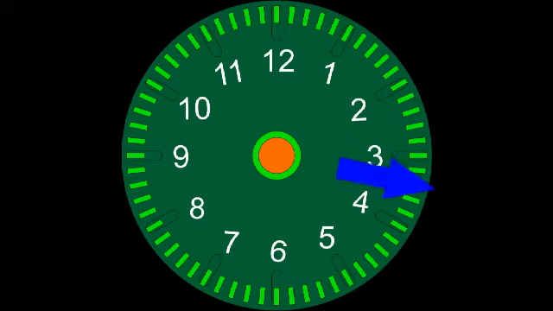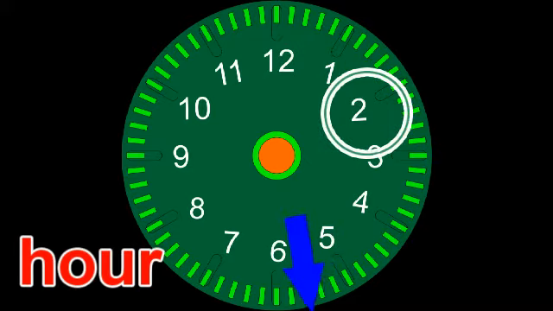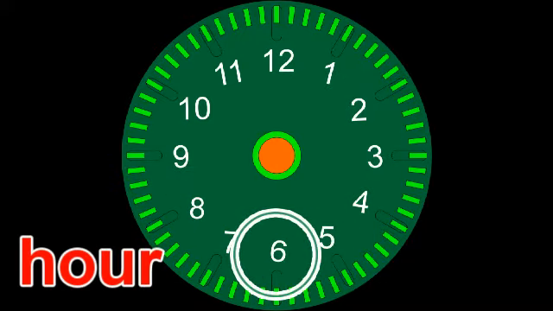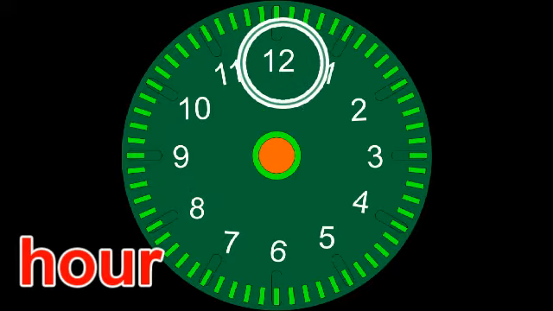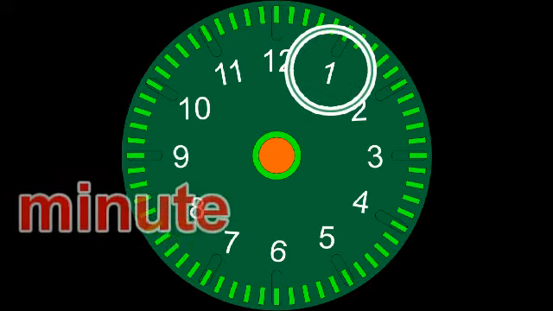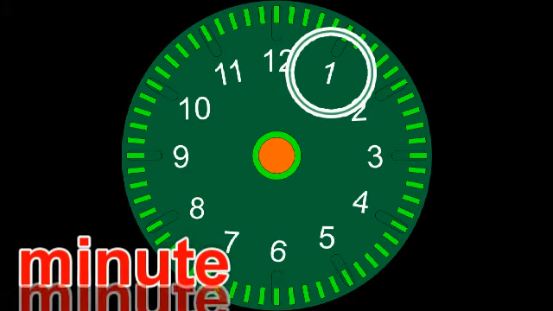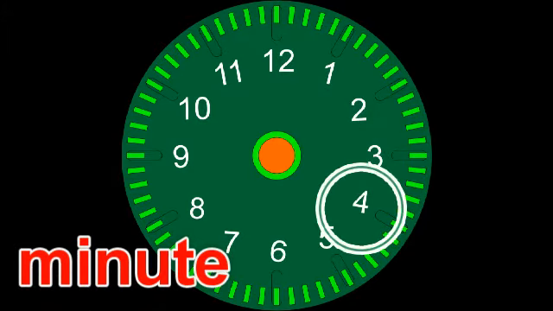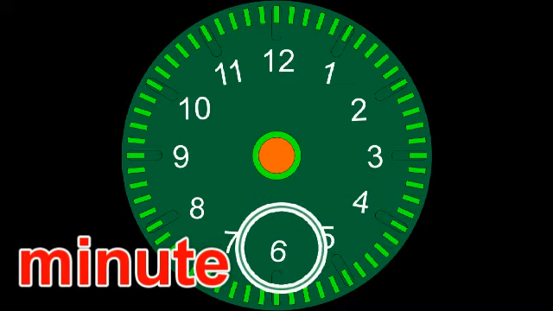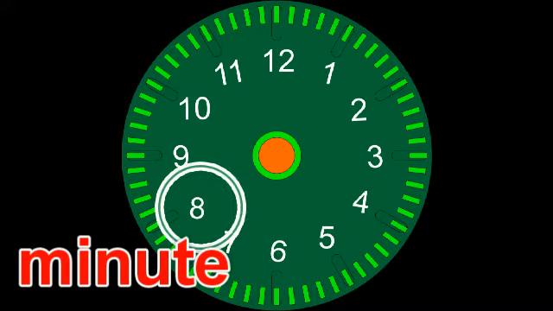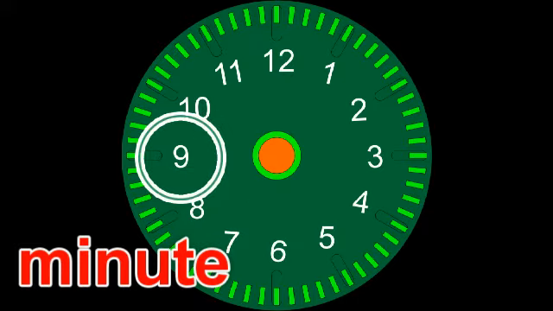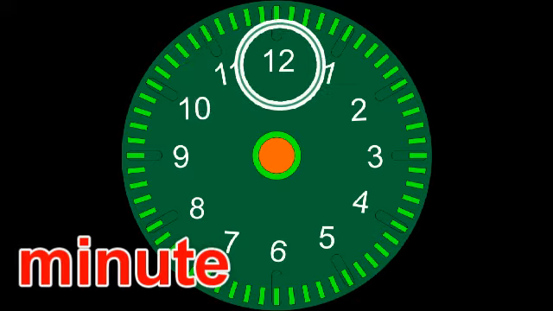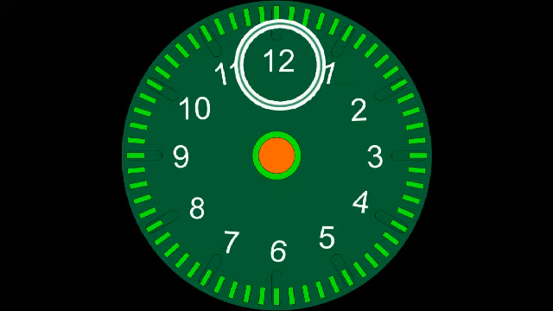For the hour, we have 1, 2, 3, 4, 5, until 12. With regards to the minute, we start counting by 5: 10, 15, 20, 25, 30, 35, 40, 45, 50, 55, and it will be reset to 0.